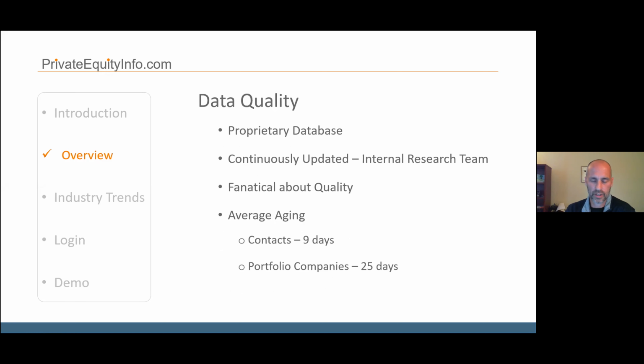I won't get into the statistics, but we track the average aging of all the data and all the various tables, and generally speaking, well, let me just not go into the details there, but just to say that I think you'll be really surprised, pleasantly surprised, that our data quality is just fantastic.